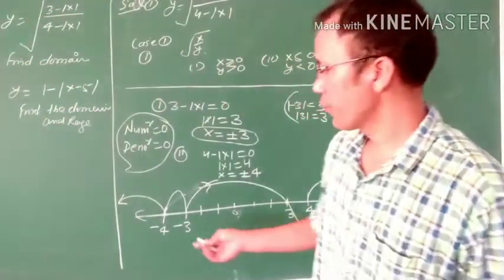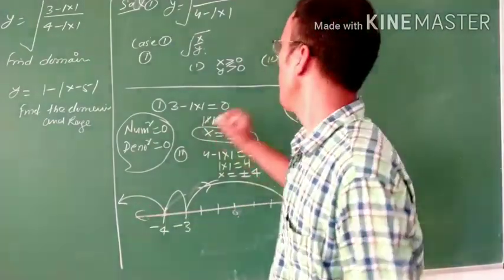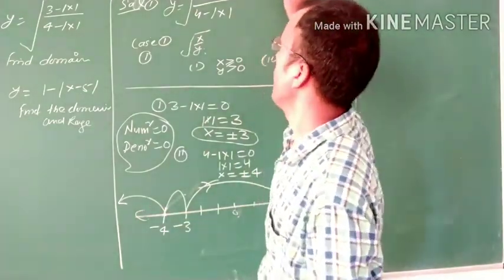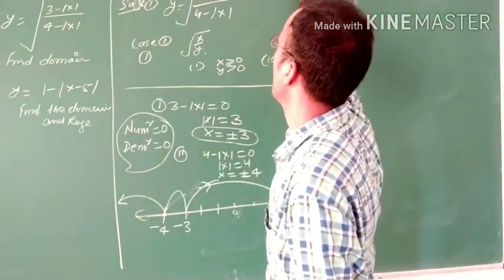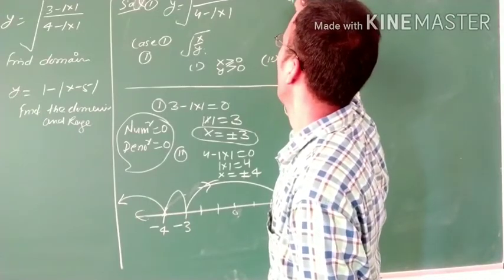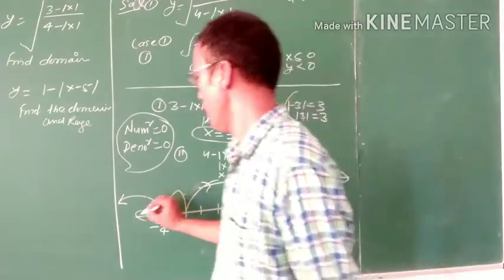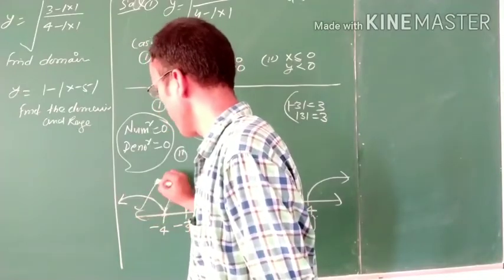Now first I am just going to check minus 5. If I put minus 5, what will happen? This is 3 minus 5, that is negative, and 4 minus 5 is also negative, so the product is positive. Yes, so this one is correct.